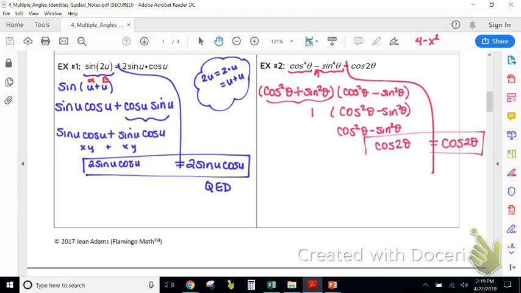So wait, how do you get that? Which paper is that on? It's the new one. It's on this one.